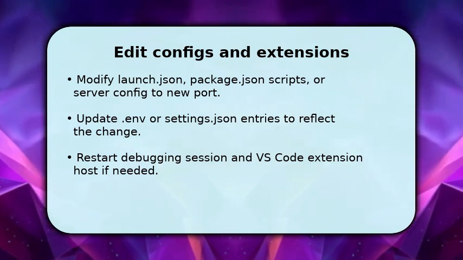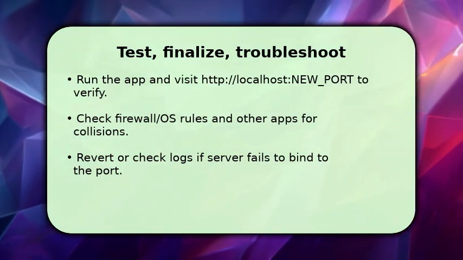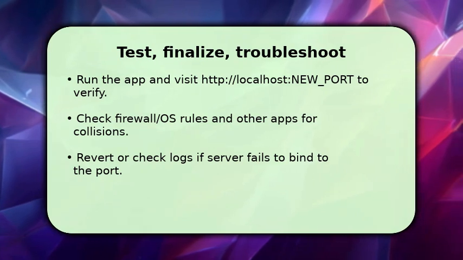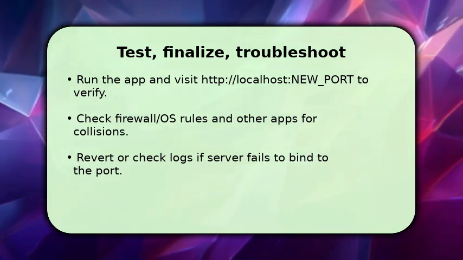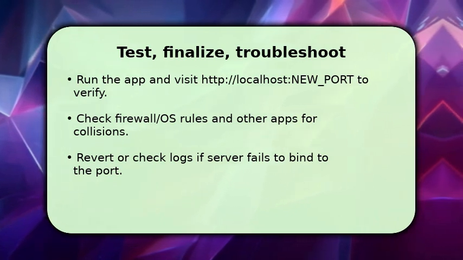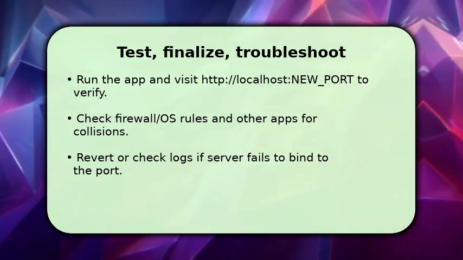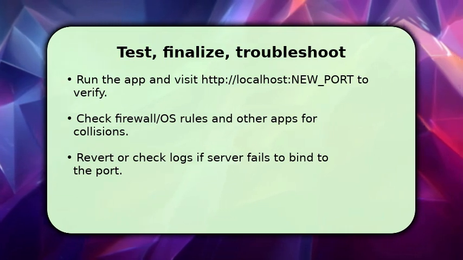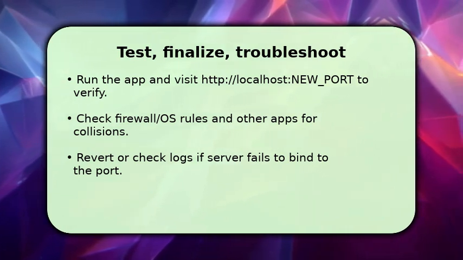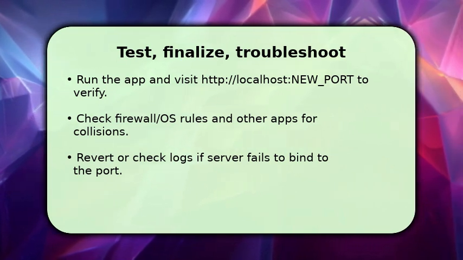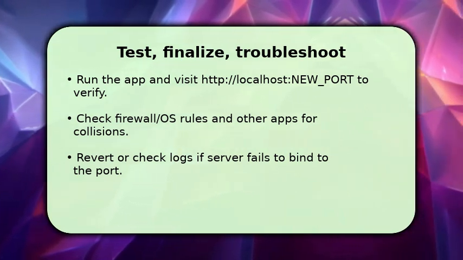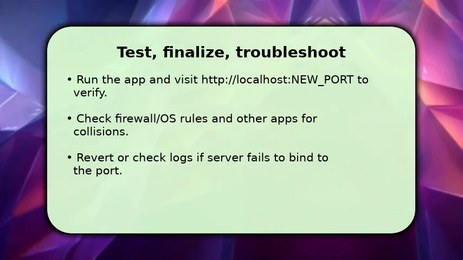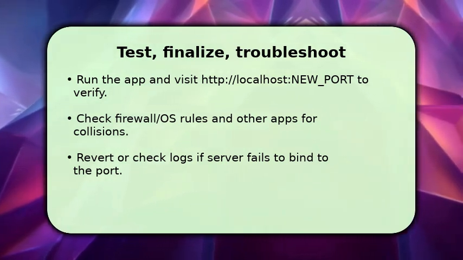Finally, run your application and navigate to http://localhost, followed by the new port to verify it serves correctly. If it doesn't, make sure the OS firewall or container port mapping allows the port and that no other process is bound to it. For debugging, check the terminal and VS Code debug console logs to see binding errors. If you see an address in use error, pick another port or stop the conflicting process.